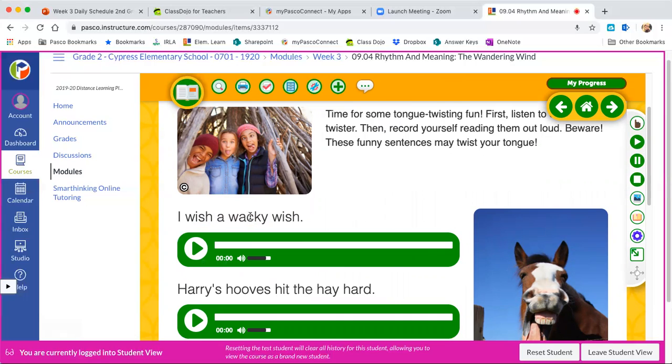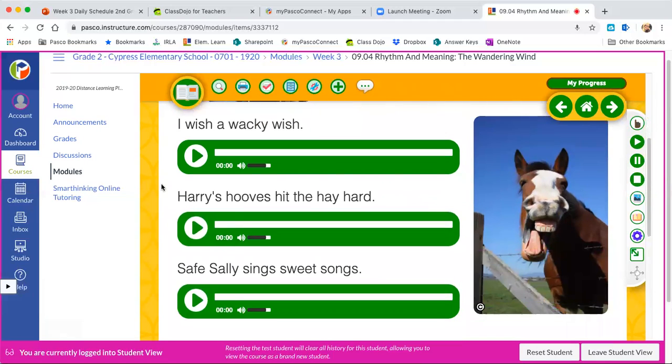I wish a wacky wish. Say that out loud right now. I wish a wacky wish. Let's try this one. Harry's hooves hit the hard hay. Say that. Harry's hooves hit the hot.